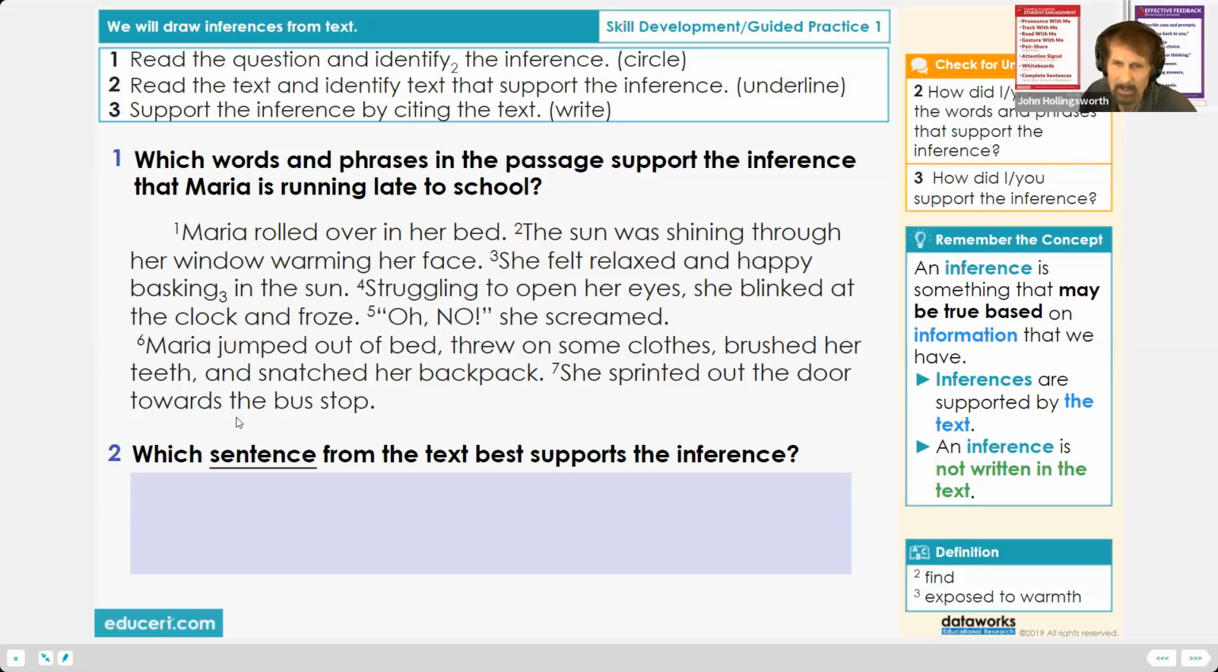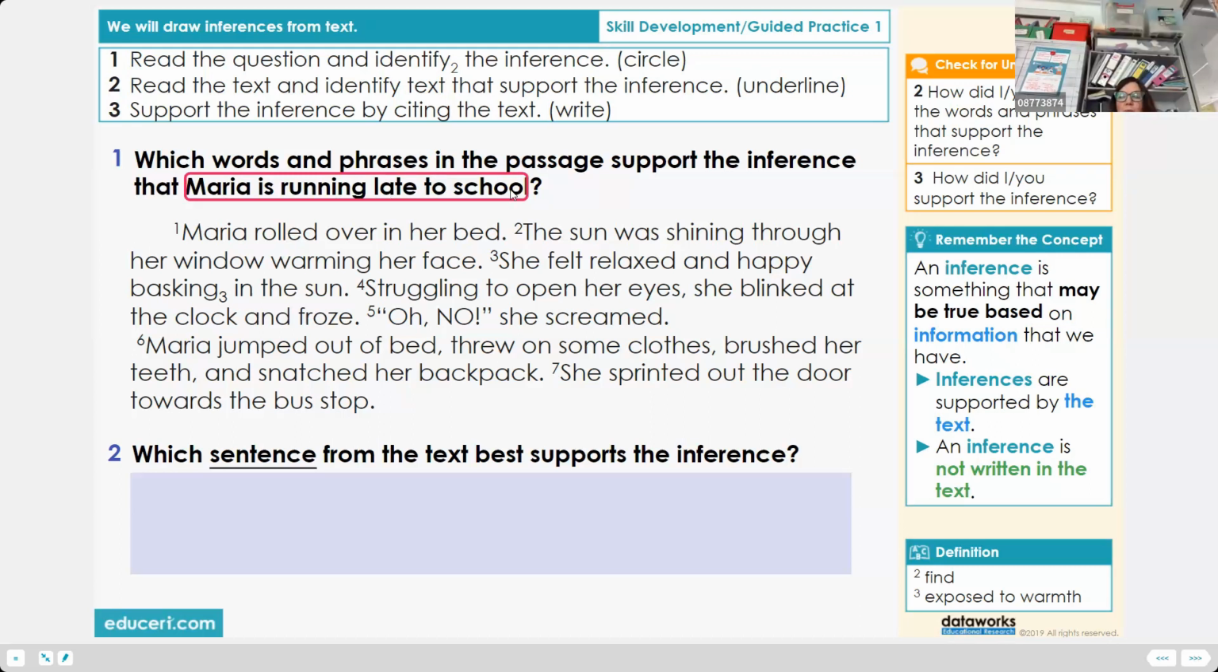Okay, so students, we have some questions, directions. Let's read number 1 together. Ready, go. Read the question and identify the inference. So we've got the statement right here. Let's read it together. Which words and phrases in the passage support the inference Maria is running late to school? So students, it says identify the inference. It's given right here in directions. Let's read the inference. Maria is running late to school.